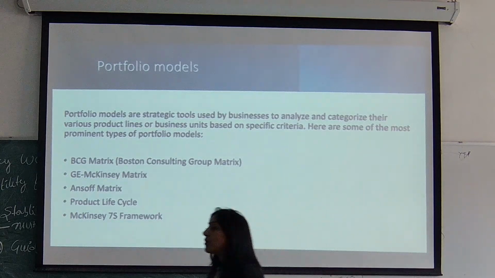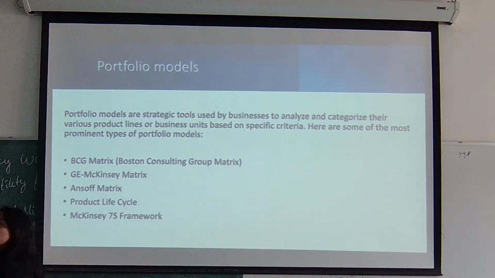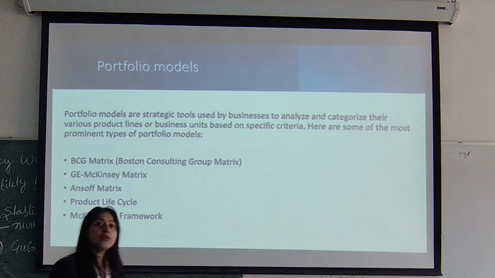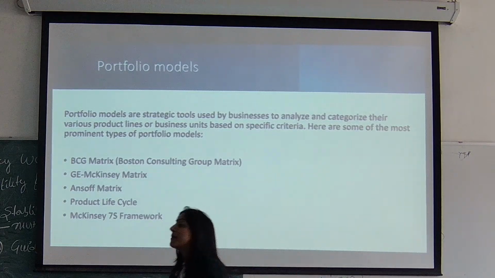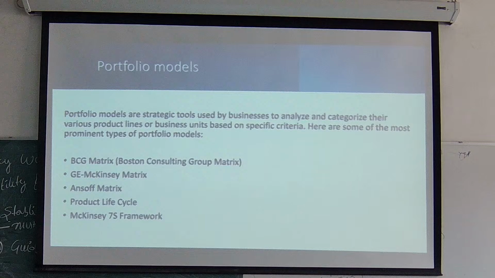So there are various tools which are used to understand and analyze how your organization is standing in the market. So we will be discussing these 5 major models: BCG matrix, GE McKinsey, SWOT, product life cycle, and McKinsey 7S framework. Have you ever read about BCG matrix?